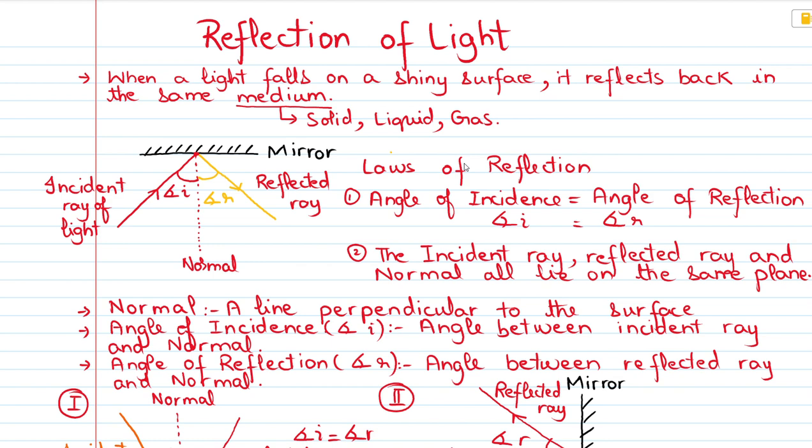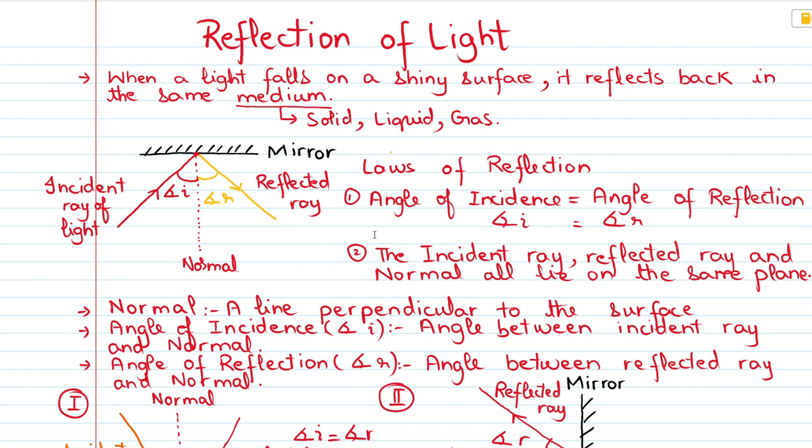So quickly, reflection of light: whenever a light falls on a shiny surface, the light bounces back into the same medium. So you can see that if initially the light was traveling into the air, then after it is reflected, it still reflects back into the air. Its medium does not change.